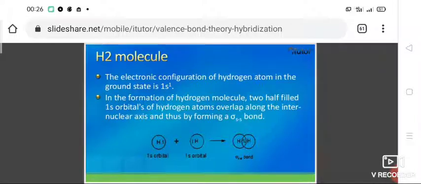Now let us see some examples of pi bond and sigma bond and their shapes also. Hydrogen molecule: both are s orbitals. S orbitals combined give a sigma bond, a single sigma bond.